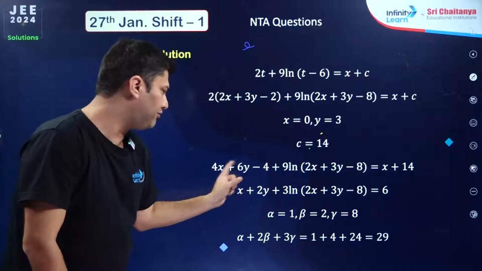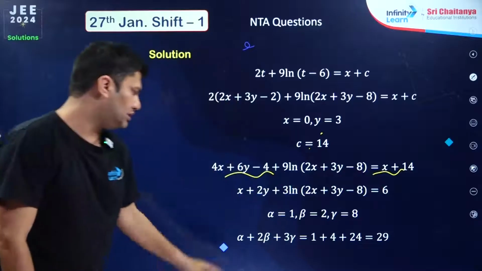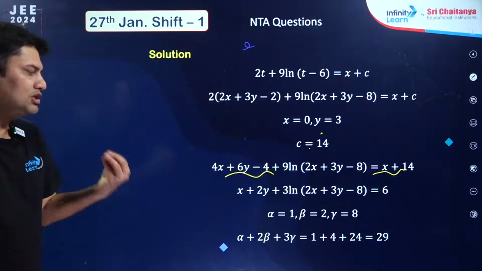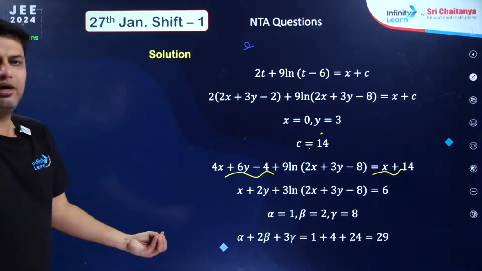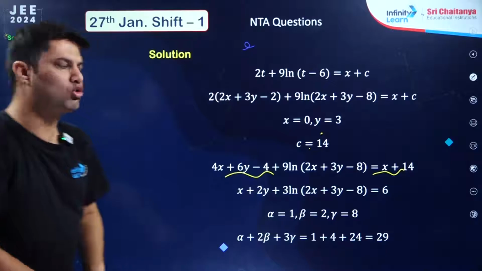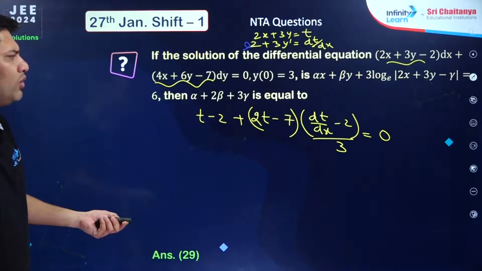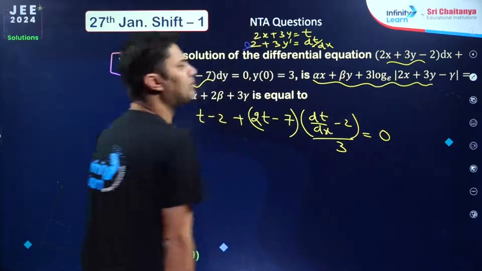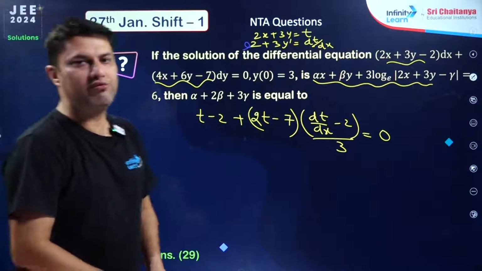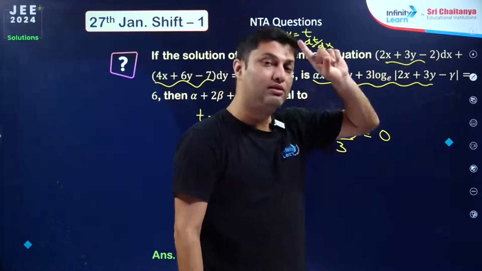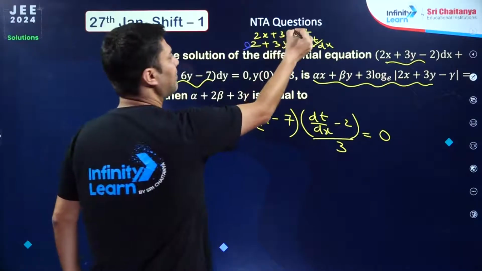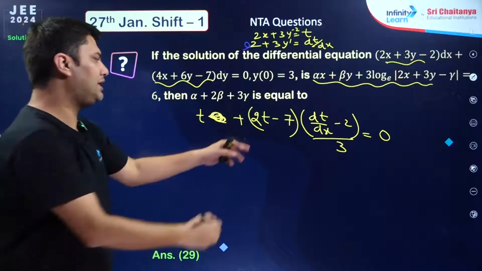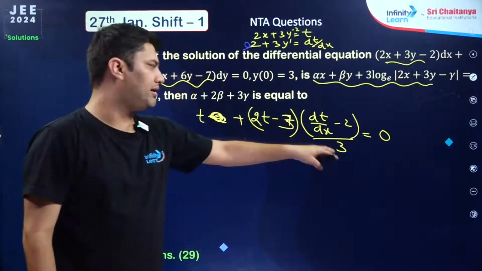And if you take this and this together, so this is x plus 2y plus 3 ln this equal to 6. So alpha is 1, beta is 2, gamma is 8. Ultimately alpha plus 2 beta plus 3 gamma is coming out to be 29. So that's pure calculation, because what they've asked is that the solution is alpha x plus beta y plus 3 times ln of 2x plus 3y minus gamma. That's why I have taken 2x plus 3y minus 2 as t. So this will be t only, and this will be 2t minus 3, and dt by dx minus 2 upon 3 equals 0.